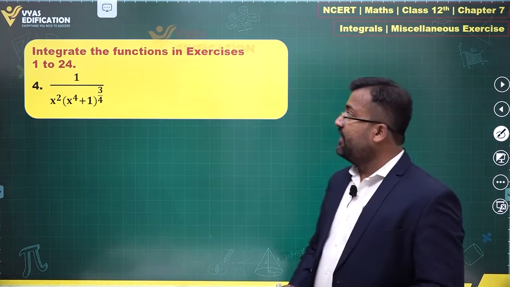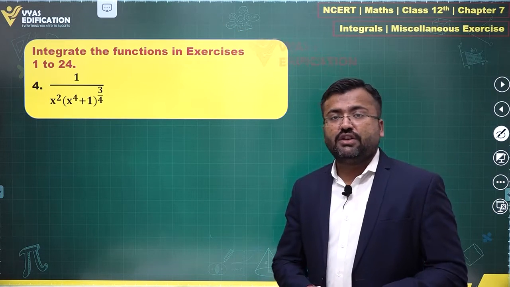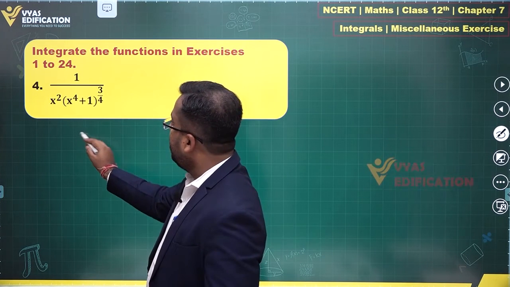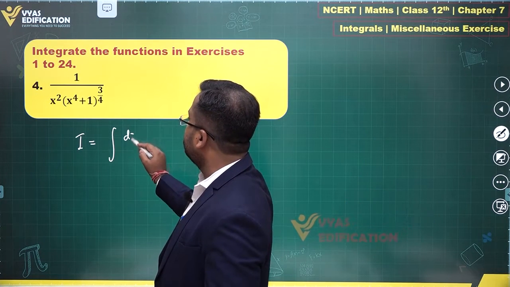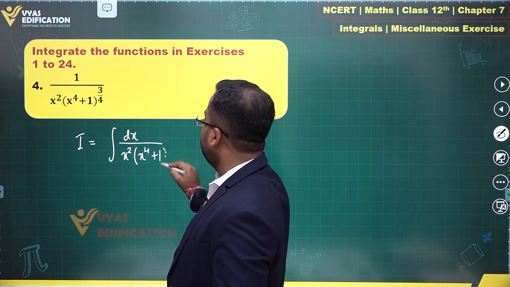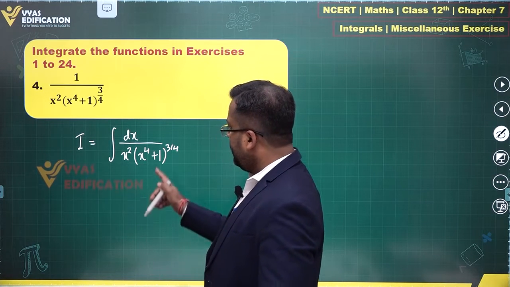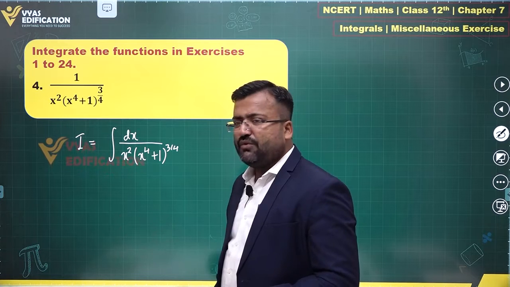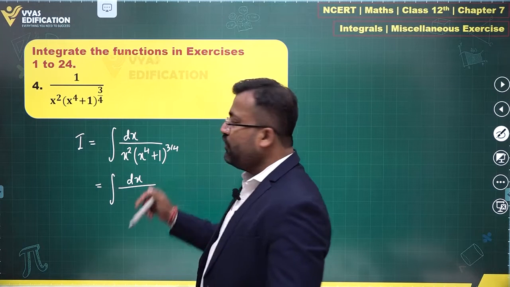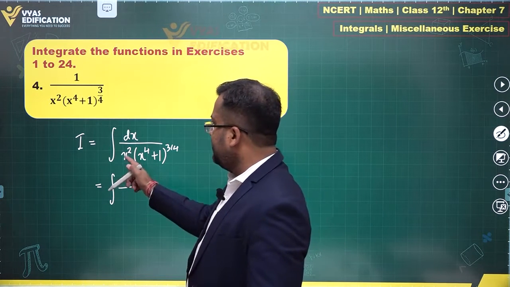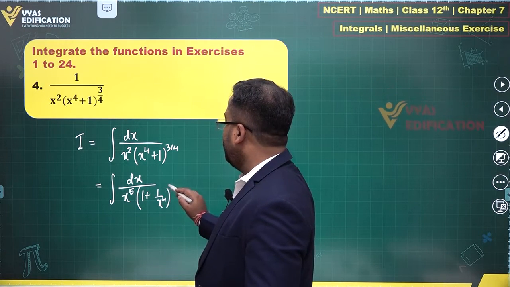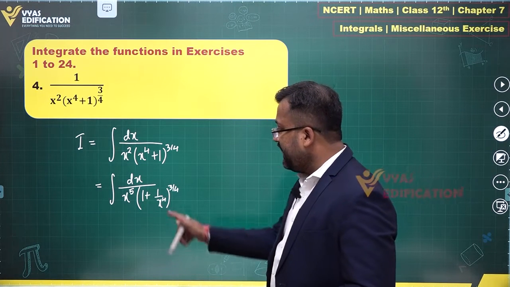In the fourth question, we have 1 upon x square times x power 4 plus 1 whole power 3 by 4. How will we handle this? So we have I is equal to integral dx upon x square times x power 4 plus 1 raised to power 3 by 4. Okay. If you see x power 4 power 3 by 4, that x power 4 can come out common, and this will be reduced to dx upon x power 4 power 3 by 4. What is that? X power 3. There is x square outside, this becomes x power 5. What remains is this inside.